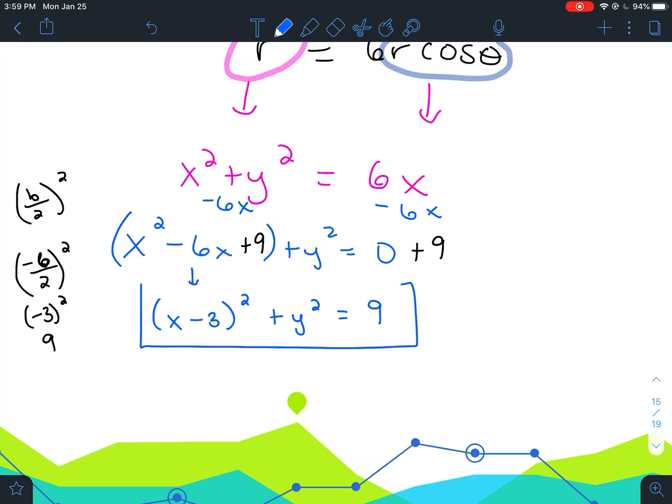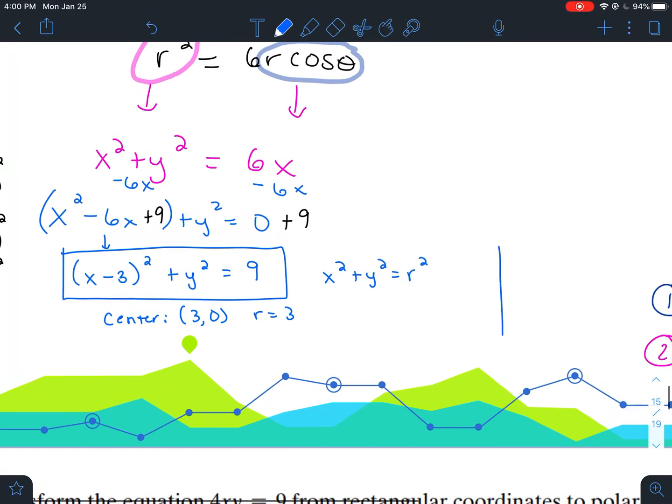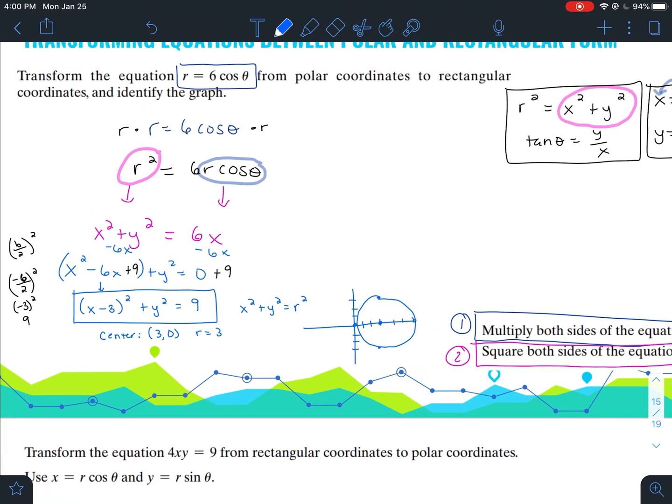Do you recognize what this is? Well, it's a circle whose center is at 3, 0, and whose radius is 3. Because remember, circles are x squared plus y squared equals r squared. That's the equation for a circle. So it's a circle whose center is at 3, 0, and whose radius is 3. So 1, 2, 3, and so on around. And so that would be the graph on rectangular coordinates.